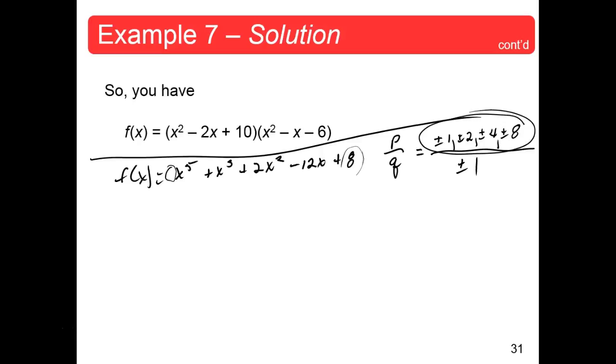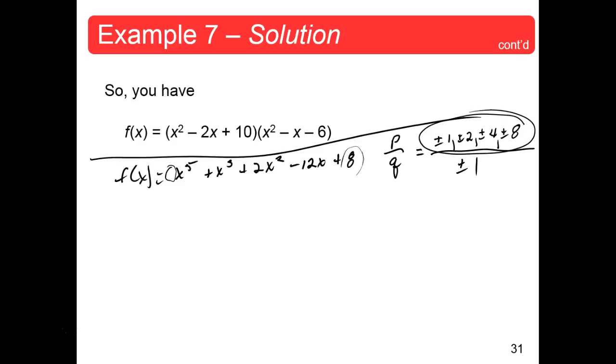I like to start and do it as easy as possible and see if I can find a 0. The easiest one to choose here is plus 1, so let's start with plus 1. Plus 1 is easy because if you put a 1 in for x, that becomes a 1, that becomes a 1, that becomes a 1. 2 times 1 is 2. That becomes a 1. Minus 12 times 1 is minus 12. Guess what? It's your coefficients. Let's add them together, see if we get the 0. That's what you said. It has to equal 0.